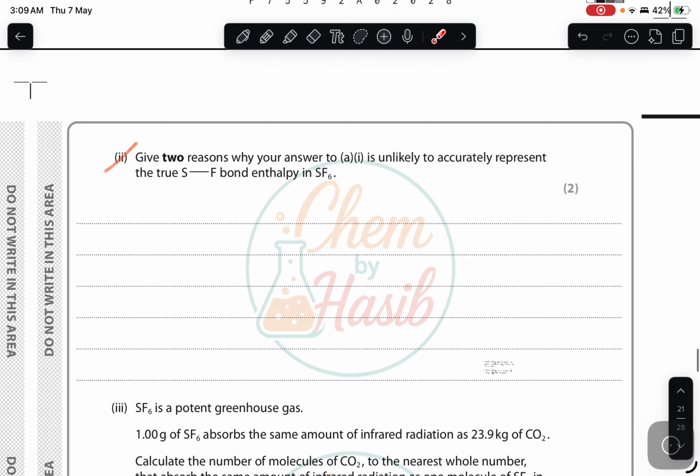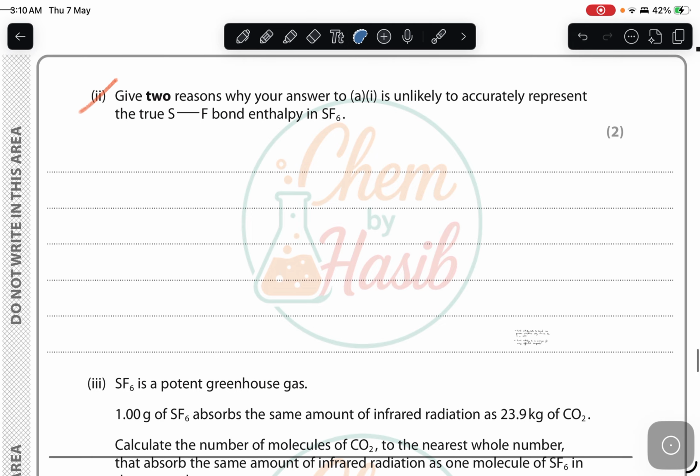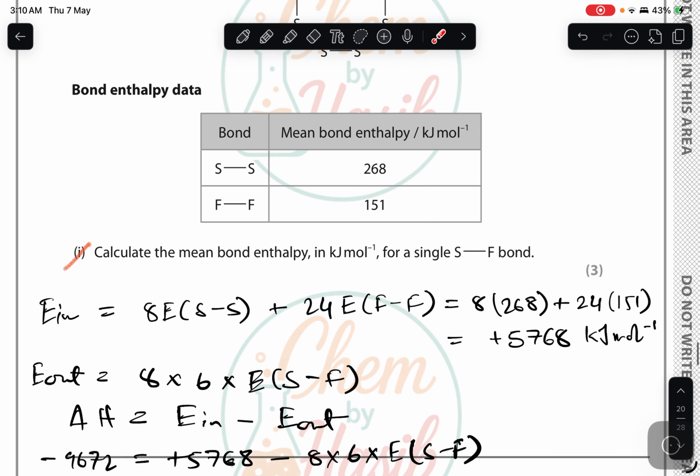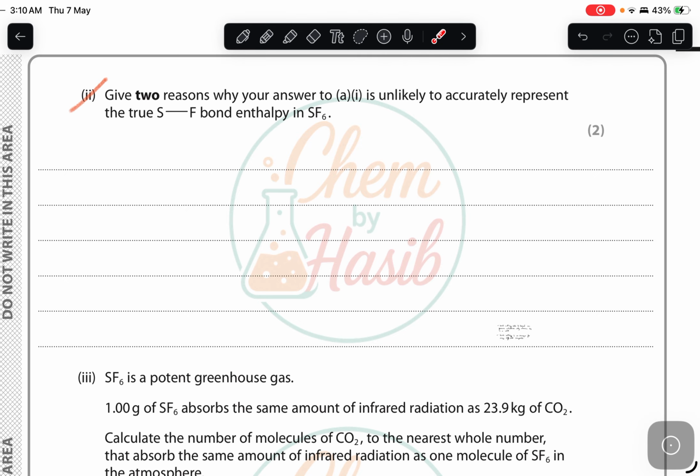It says, give 2 reasons why your answer to A1 is unlikely to represent the true SF bond enthalpy in SF6. One reason is that the bond enthalpy values are only for gaseous substances. But in this reaction, S8 was a solid. And secondly, the bond enthalpy values of SS and SF that we used were mean bond enthalpies. Mean bond enthalpies are actually average values which are found using several SF values in several different compounds. So it's not the actual value. So that is why it is unlikely to be accurate.